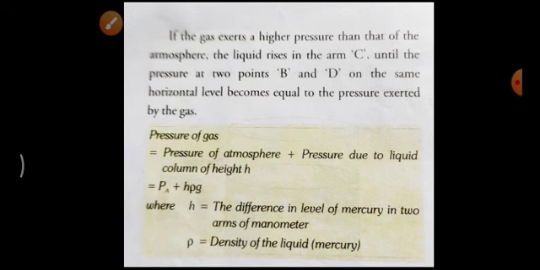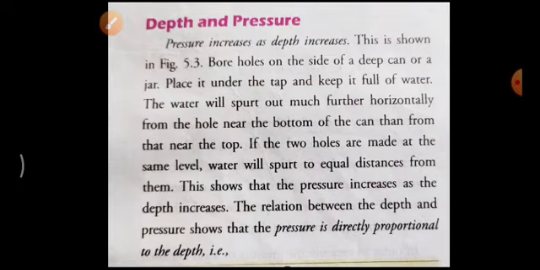So, this is the pressure of gas, that is pressure of atmosphere plus pressure due to liquid column of height h, that is h rho g. This formula h rho g, later on it is given, we can see that one. Up to this much I think all of you have understood properly. Then about depth and pressure, how that pressure is related to depth, that one we will be going to discuss.